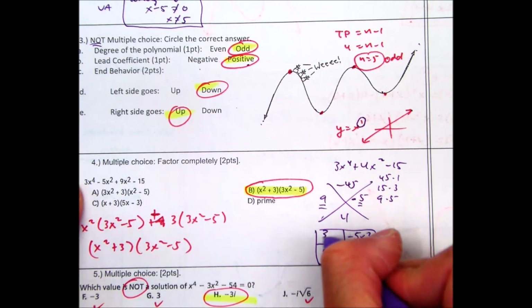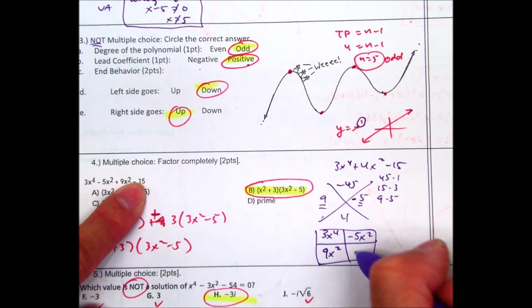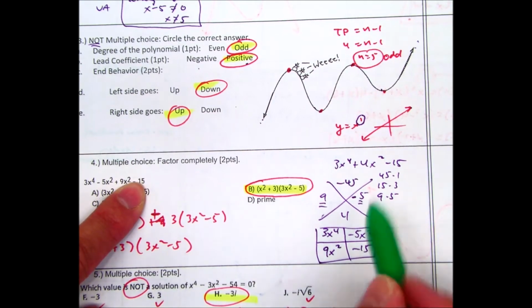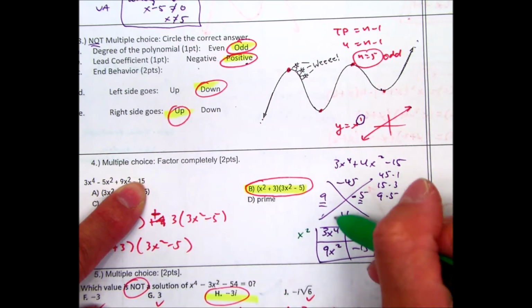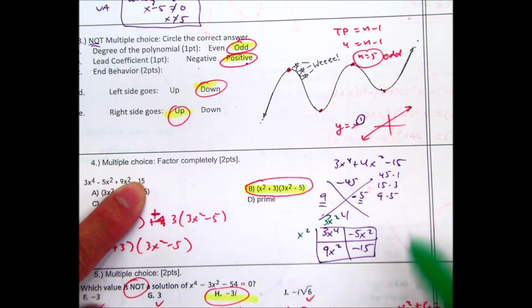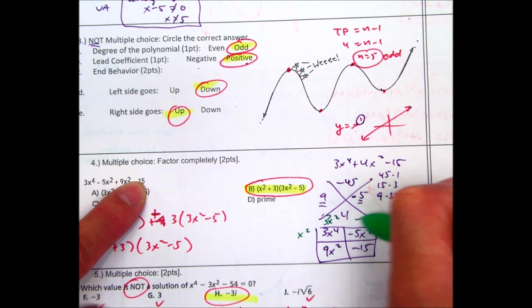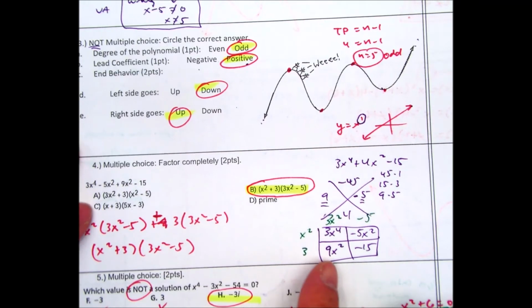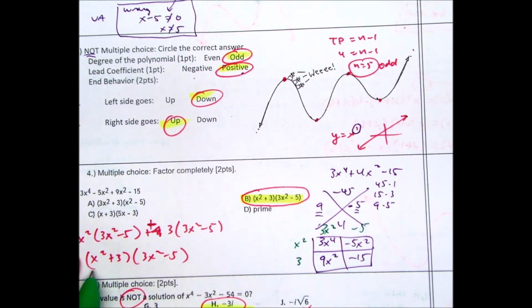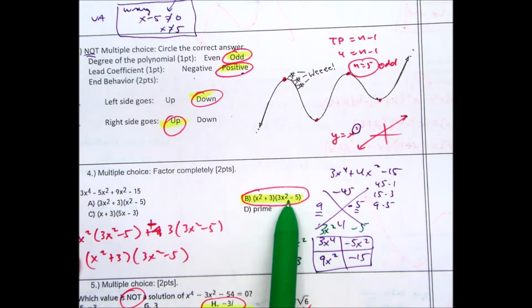You put your first term in there, and then your last term, and then you'll recognize that your GCF going this way is x squared. GCF going this way is 3x squared. GCF this way is negative 5. And your GCF going this way is 3. And you realize that x squared plus 3 and 3x squared minus 5 is the same. Here is your answer, B.